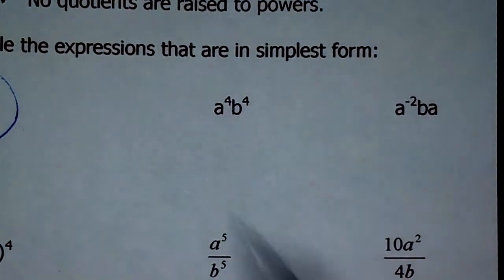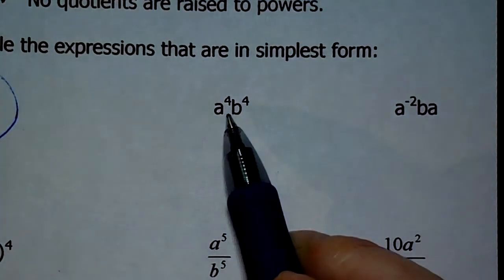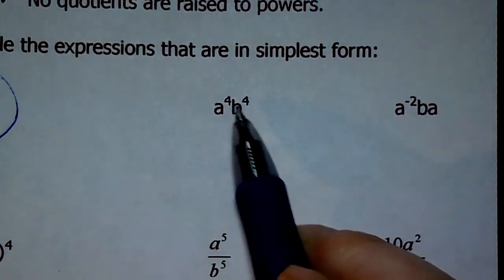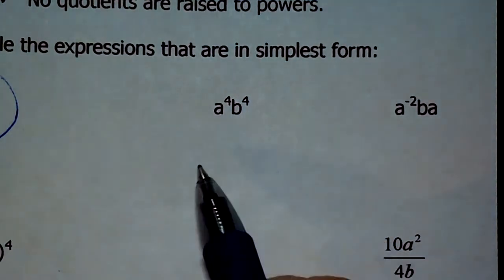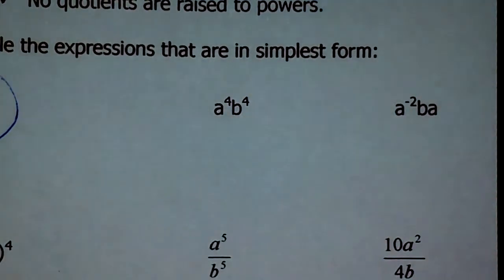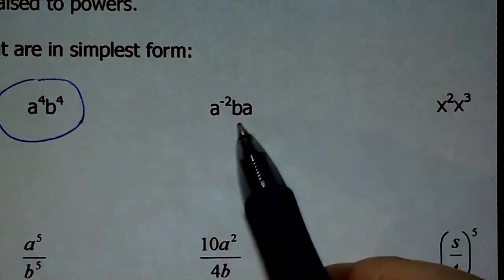With the next one, I have a to the 4th times b to the 4th. Now I know I have the same exponent, but I don't have the same base. And I'm not taking a times b as a product to the 4th power. I'm not raising a power to a power. This one's good too.